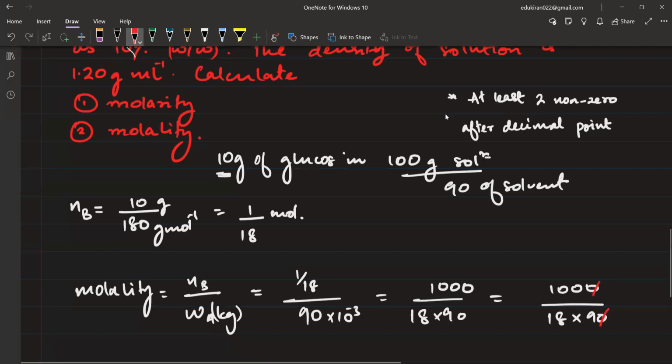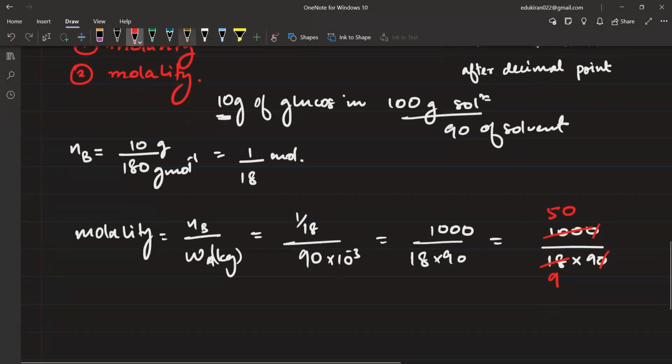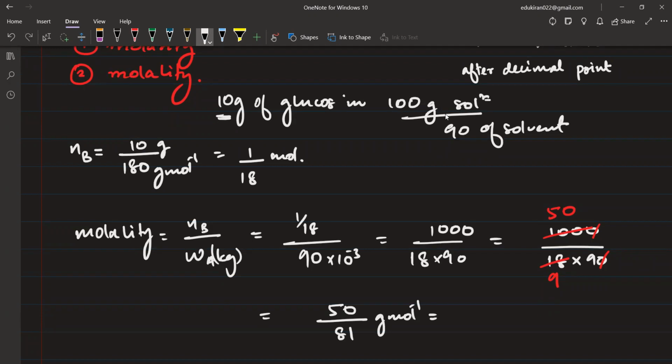You can also do 50, and this will go by 9 if I divide both the numerator and denominator by 2. And then you can further write here 50 upon 9 into 9 is 81. Try to solve this now. Okay, this is our molality.